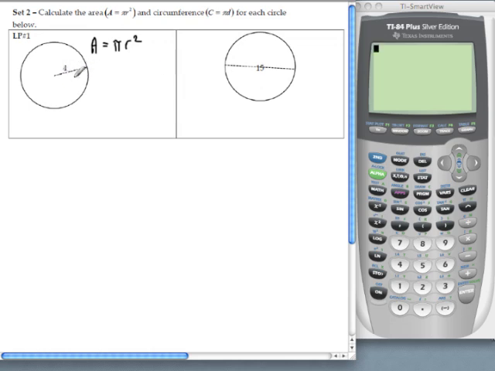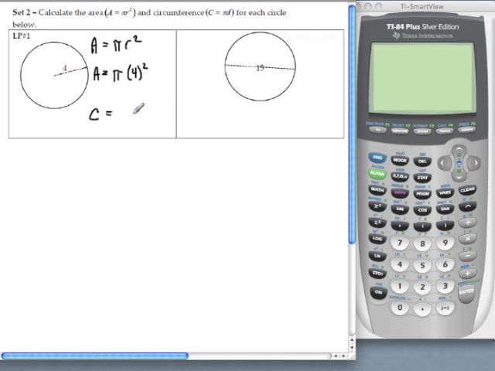Our radius to this circle is 4. So we'll just plug that in. Area equals pi, and then we have 4 squared. So I'm going to stop there because the next thing that I will do is I will plug this into my calculator and get the approximation for that. But let's go ahead and show the work for circumference first.